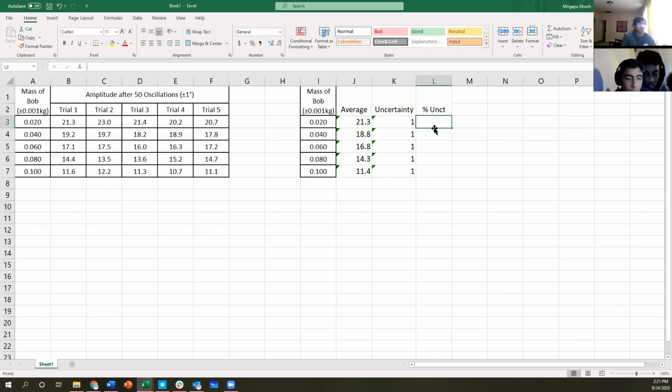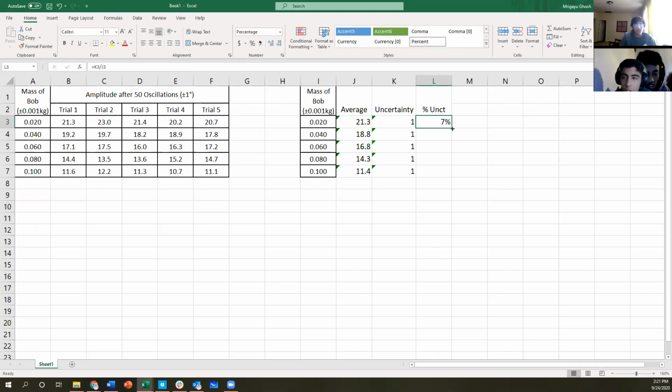And then percentage uncertainty is equal to this uncertainty divided by the average, I believe, right? Correct me if I'm wrong. Yes. Okay. So once you do that, you'll get that number. All you got to do is just hit percentage, and it turns it into a percentage. Let me make sure it did that properly. Yes, it did do that properly.